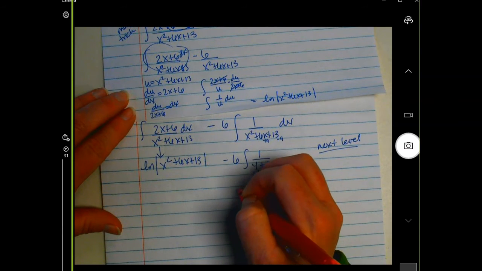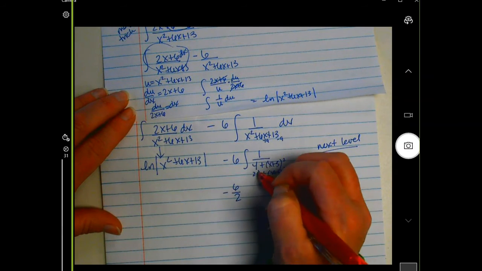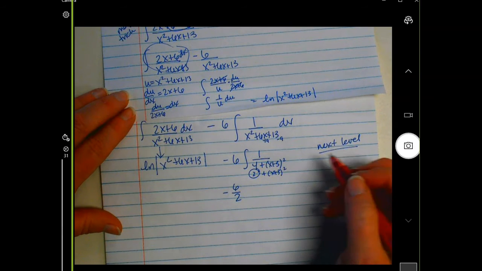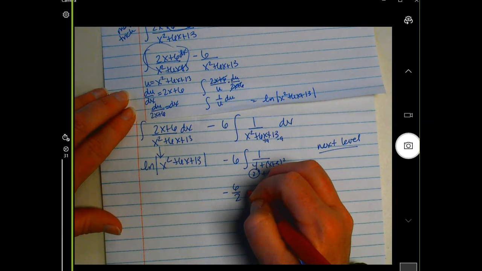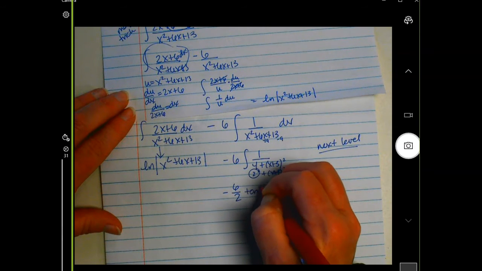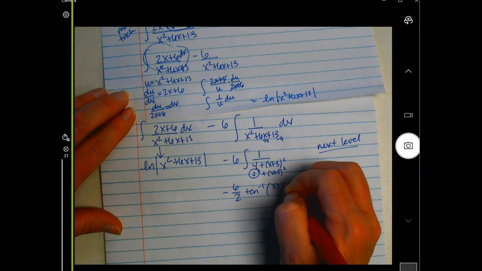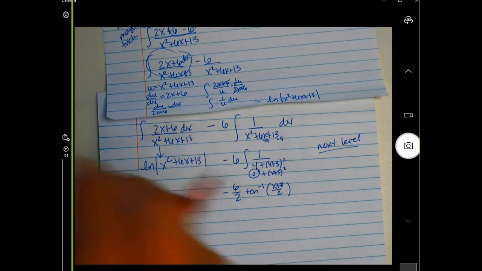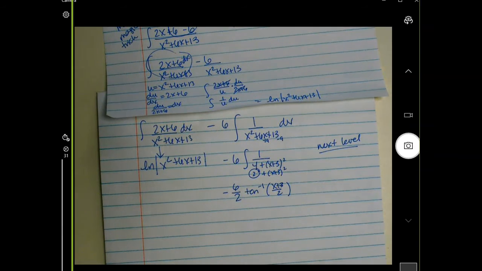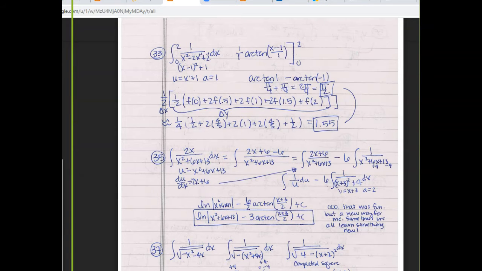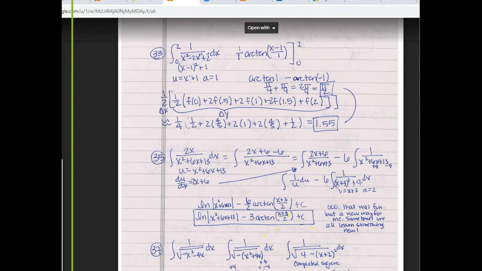But the final one was negative 6 over 2. That's this part that was squared. And then arctangent, or tangent inverse, is it x plus 3 over 2? And that obviously reduces to 3 at the beginning. Let's look at my work and see if that's right. X plus 3 over 2. Oh, plus C. Stupid me.